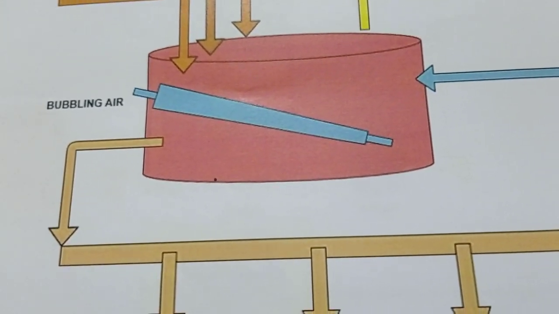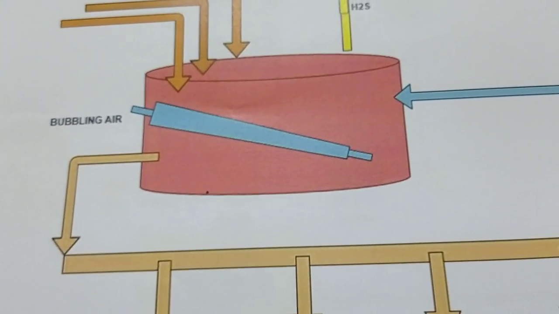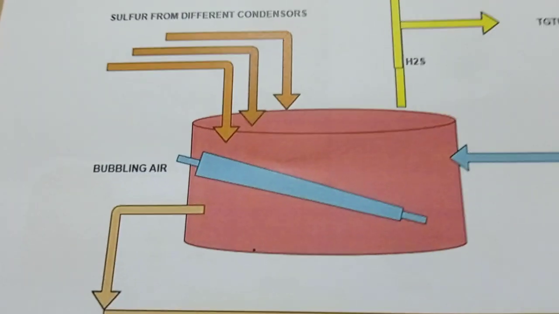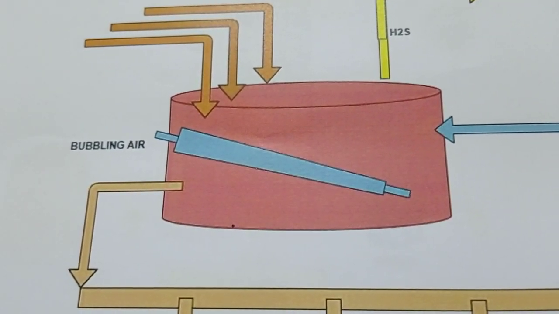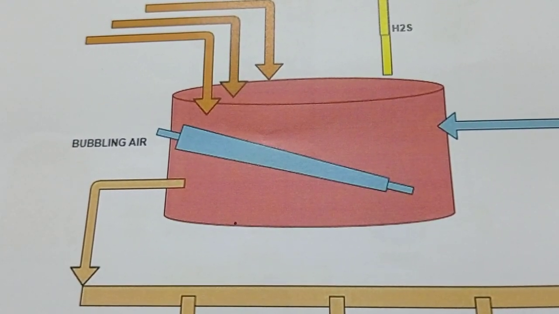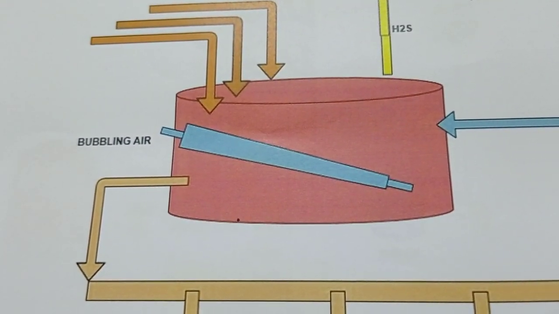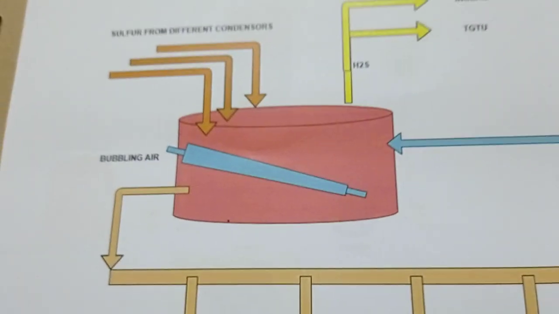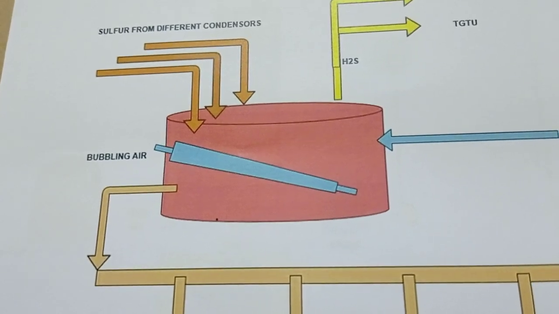And also you can use underground pits with concrete and brick lining inside. This is also very cost effective. So this is about the brick lining, and the material of construction is CS. Some people use SS, but SS is very costly. So CS is used with brick lining, and brick lining with insulation.